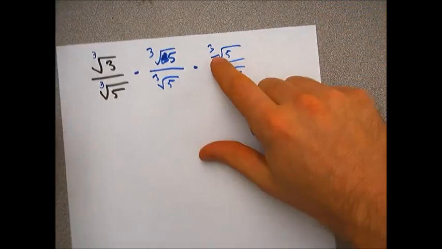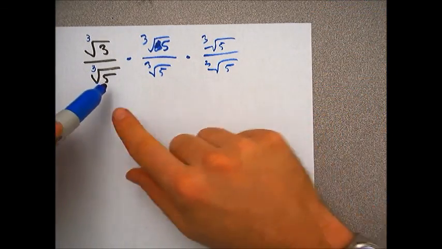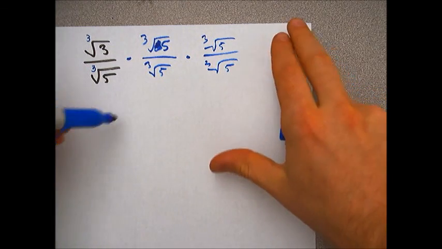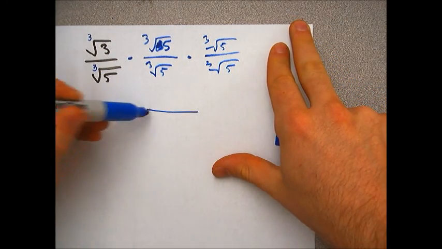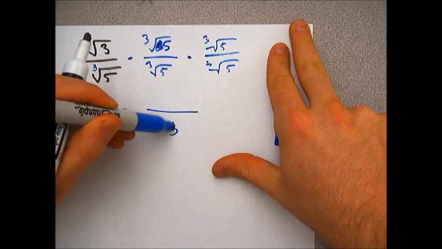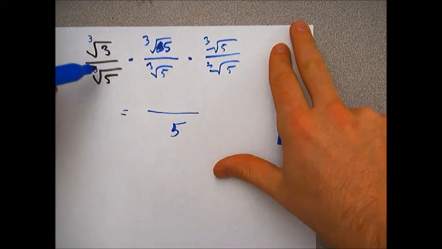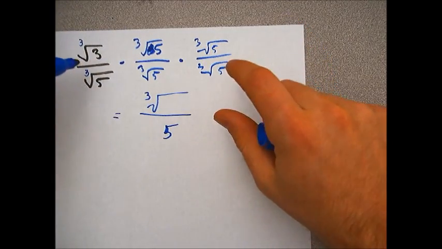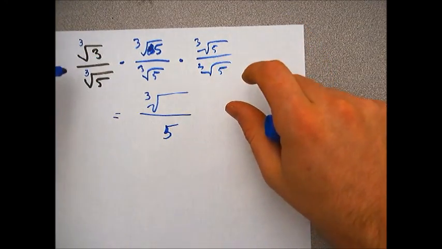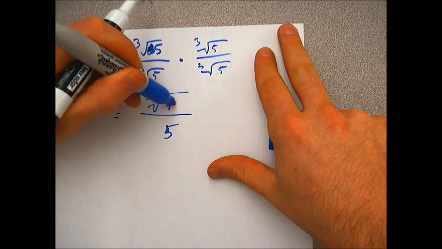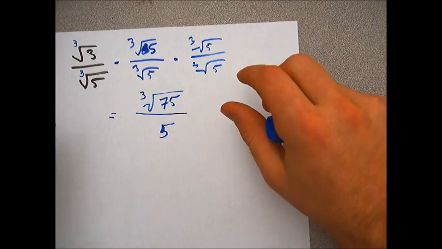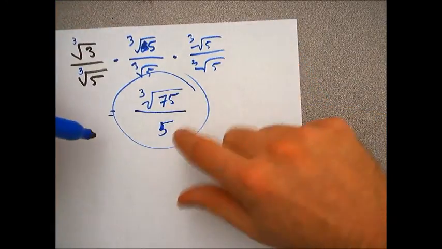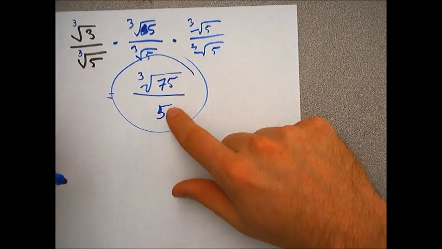Okay, continuing. So when I say 5 times 5 times 5, that's 125. And now I can take the cube root of 125, and that gives me 5. Up top, I'm going to have the cube root of, well, what do we have? 3 times 5 is 15, and 15 times 5 is 75. So I'm left with the cube root of 75 over 5, and now I've been able to get rid of that radical in the bottom.